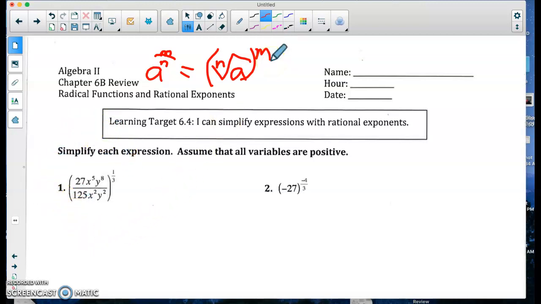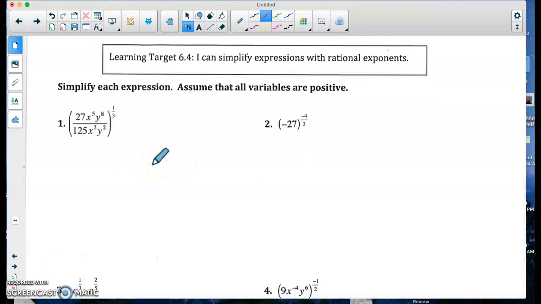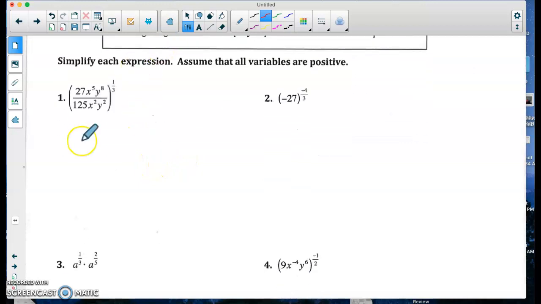Okay. So our first one here, number 1, whenever we have problems like this, the first thing I want you to do is try to simplify. So inside this fraction, I see I can simplify my x's. The 27 and the 125, we need to keep those in the fraction. We can't do anything with those.